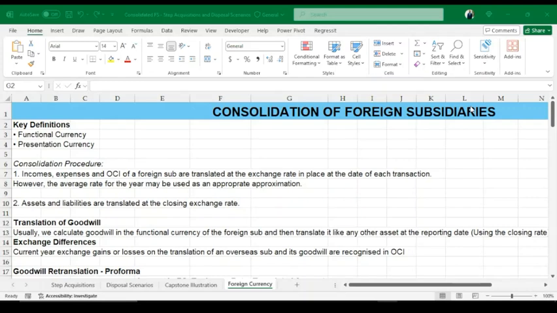In this video, we are coming to look at the consolidation of foreign subsidiaries. When you have a foreign subsidiary, you are supposed to consolidate the results of such a subsidiary when you are presenting your consolidated financial statements. And there are rules regarding the consolidation of foreign subsidiaries. So in this video, we are coming to do just that.